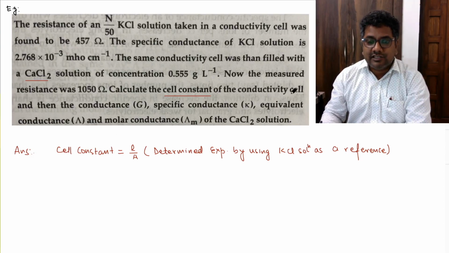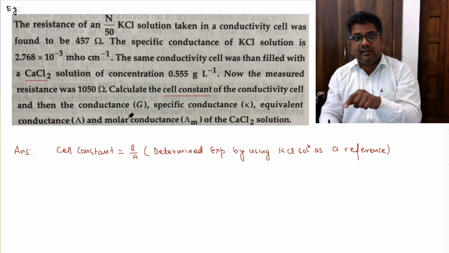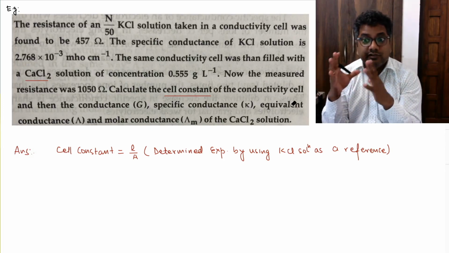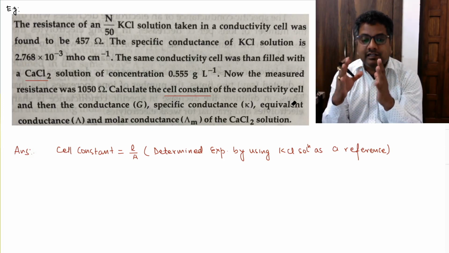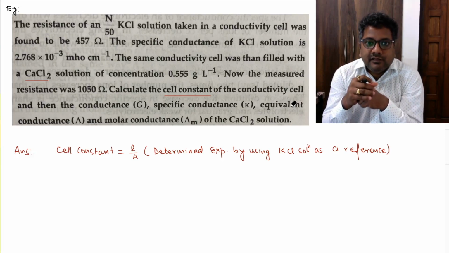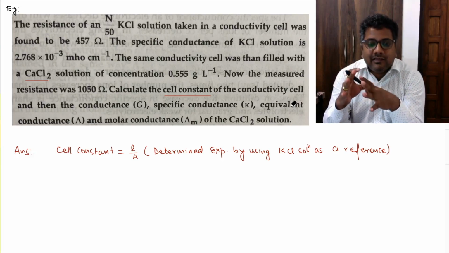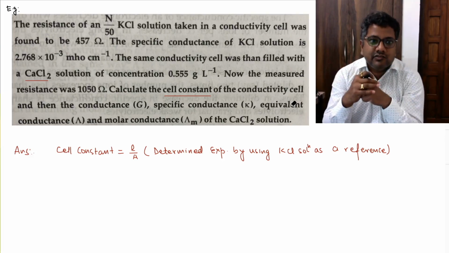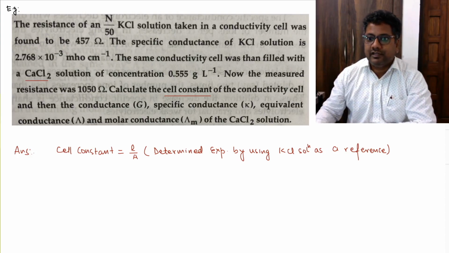But the cell constant of the conductivity cell, although it is clear in this question, you calculate the cell constant of the conductivity cell first, and then the conductance and everything for the calcium chloride. So this is very important. If you are not clear with this, you cannot solve this problem. So first you have to calculate L by A of the conductivity cell by using KCl solution as a reference. Okay, let's do.